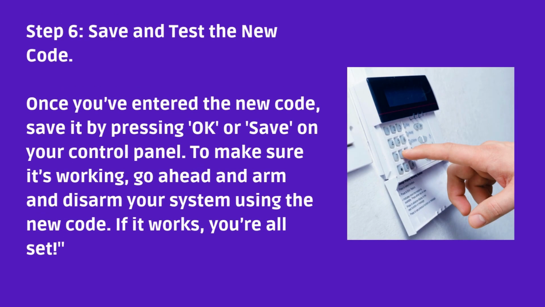Step 6. Save and test the new code. Once you've entered the new code, save it by pressing OK or Save on your control panel. To make sure it's working, go ahead and arm and disarm your system using the new code. If it works, you're all set.